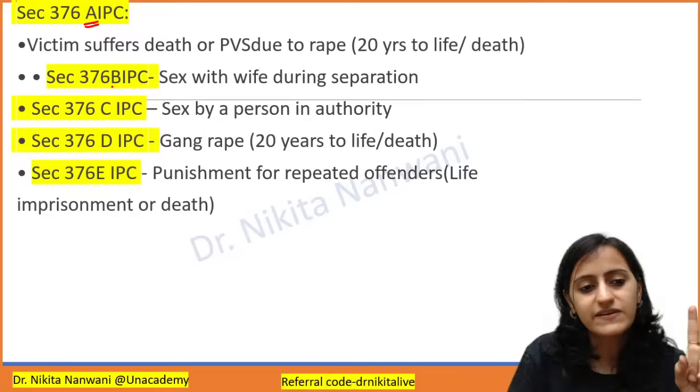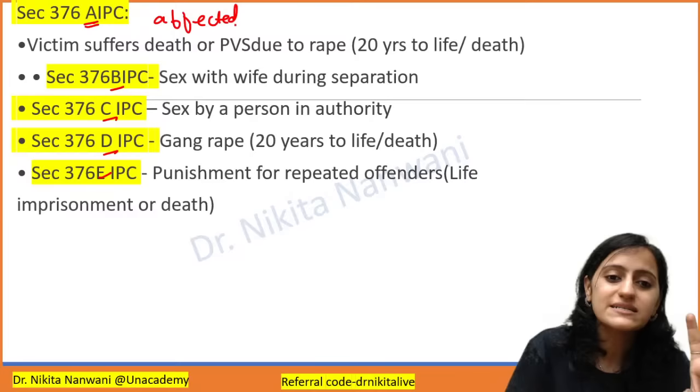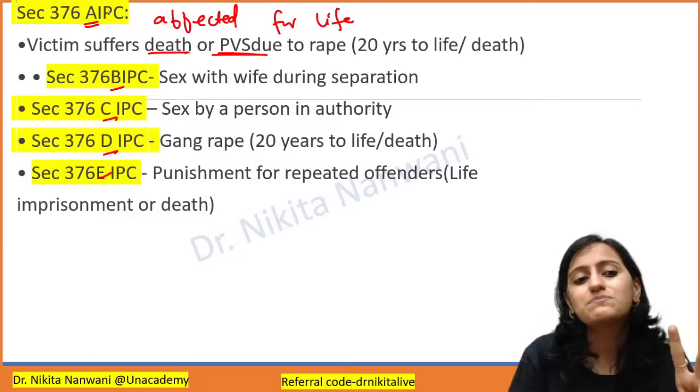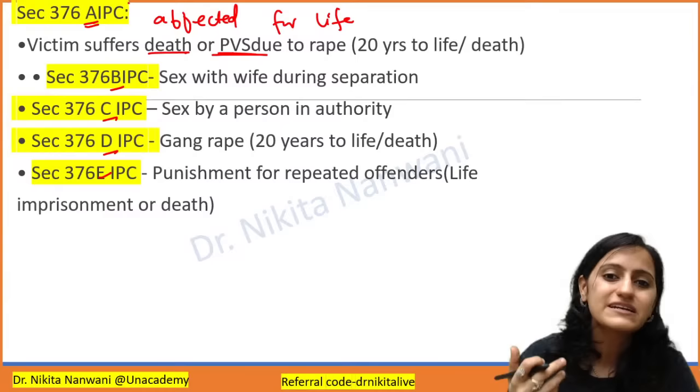A is when the victim, the rape victim, is affected for lifetime. That means the victim goes into a persistent vegetative state or the victim dies. That becomes your 376A. So suppose they give you a scenario, you know, there was a rape incident and the victim died. The accused should be punished under which of the following?